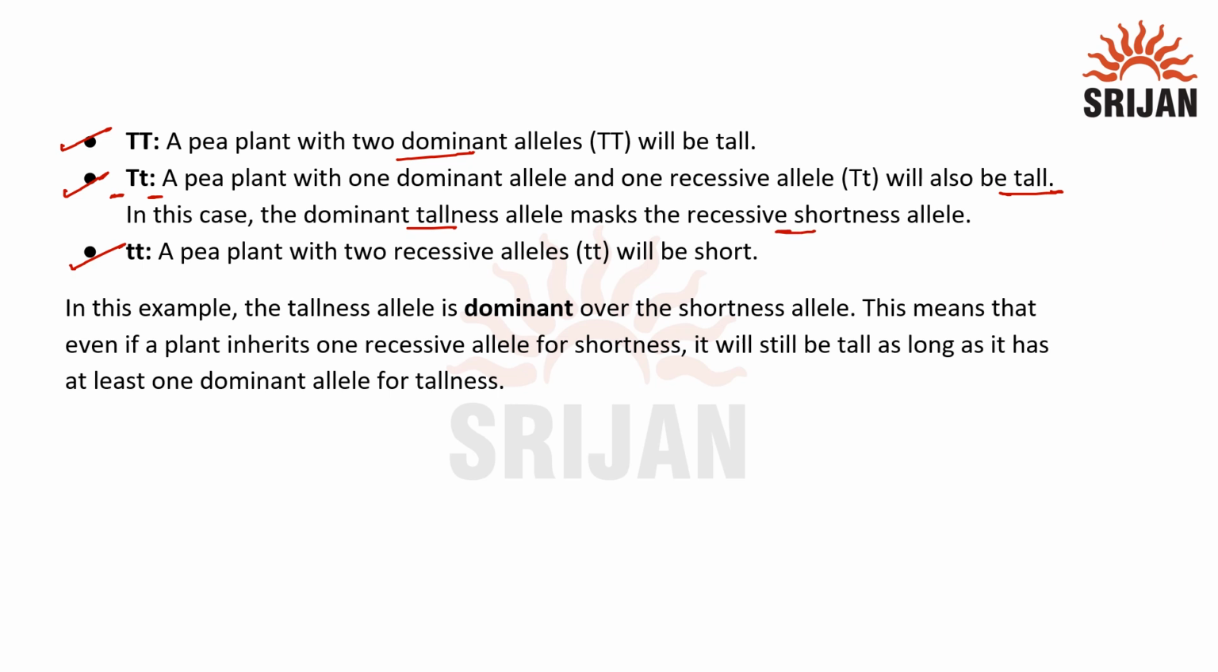In third case, we have two alleles and both these alleles are recessive, so the plant is going to be short, and from this example we understood that tallness is the dominant allele which is dominant over the shortness allele. That means that even if one dominant allele is present, the plant is going to be tall.